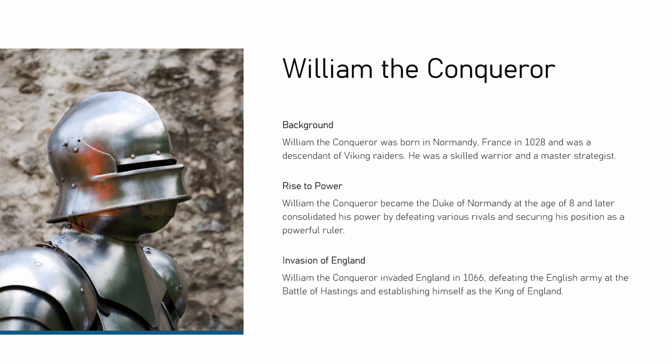Rise to power. William the Conqueror became the Duke of Normandy at the age of 8 and later consolidated his power by defeating various rivals and securing his position as a powerful ruler. Invasion of England. William the Conqueror invaded England in 1066, defeating the English army at the Battle of Hastings and establishing himself as the King of England.